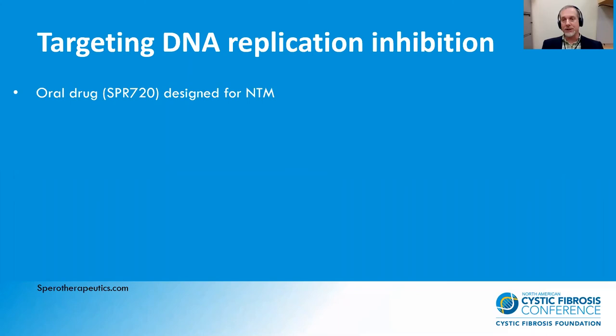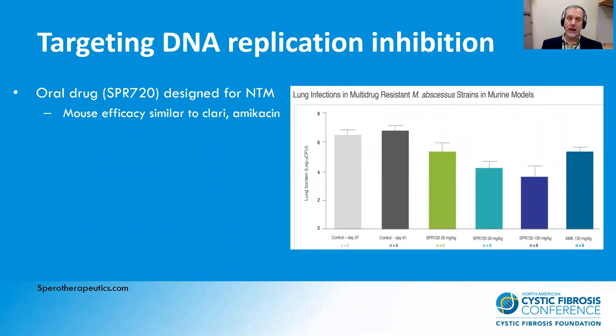Moving from repackaging drugs to designing drugs specifically for NTM, one of the first drugs to be designed specifically for this purpose, SPR720, targets inhibition of DNA replication. And SPR720 has been shown to have mouse efficacy similar to clarithromycin and amikacin. In this graph, the two gray bars on the right are untreated mice at day 27 and day 61, and comparing that to ascending doses of SPR720, showing efficacy either comparable or greater to that seen with amikacin.